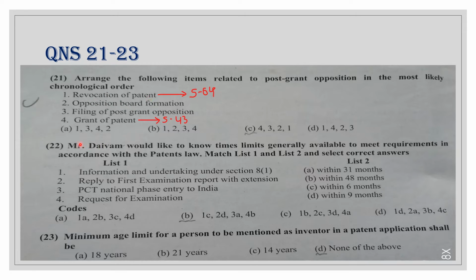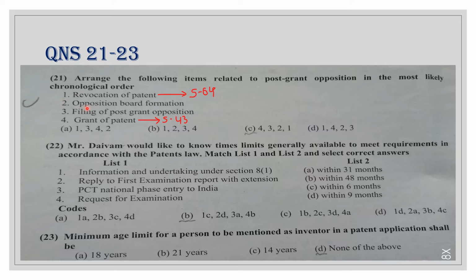Fine. So what should be the first activity so that the other activities can continue? You see here, revocation of patent. When will a patent be revoked? When a patent is granted. That means when a patent application is named as a patent, then only can it be revoked. Then only the revocation is possible. So this activity cannot come first.